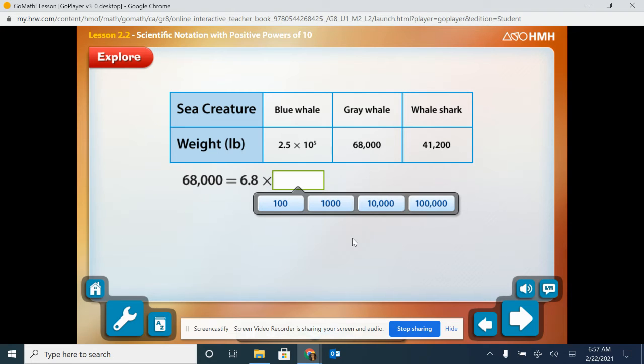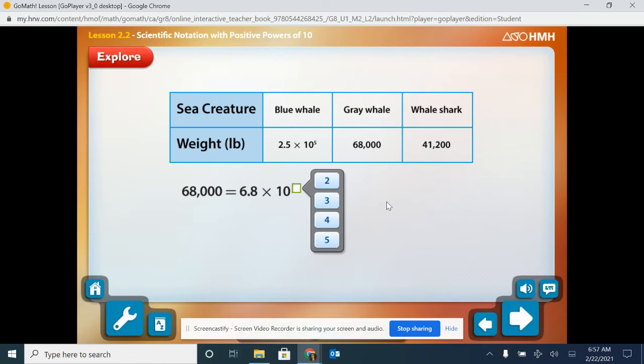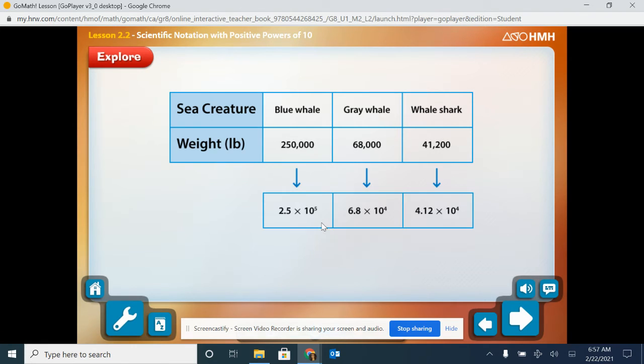Now express 68,000 as a product. So we multiply 6.8 times 10,000 to get 68,000. Great job! 68,000 is 6.8 times 10,000. What is 10,000 written as a power of 10? Well, remember, 10,000 had how many digits after the 1? It had 4, so it's going to be 4 right there. Correct. It's 10 to the 4th power.